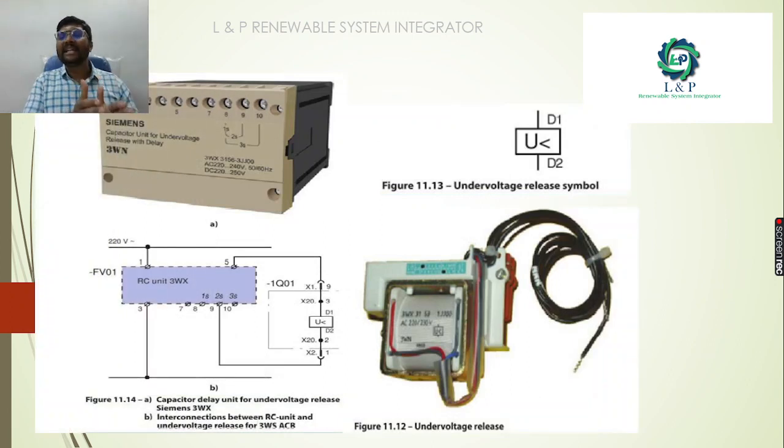Next, this is an example of an under voltage release equipment which is often used in ships. This is an example of a Siemens brand, and this is another example. Often it is used for under voltage releases. When you are receiving any under voltage issue, immediately it won't allow the other devices or the forthcoming load to turn on.